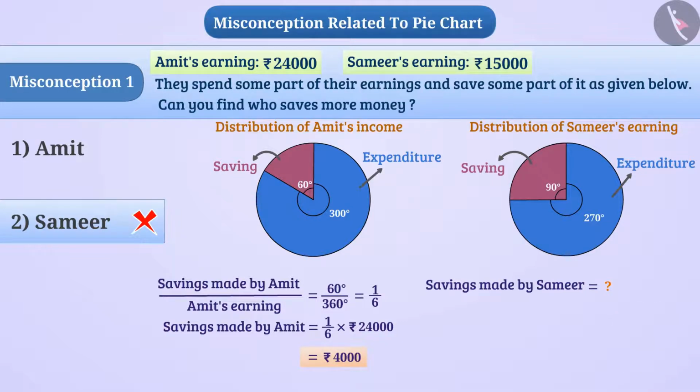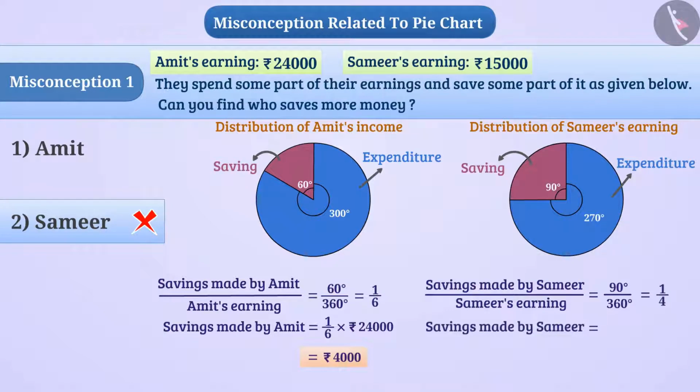Let me tell you, savings made by Sameer divided by Sameer's earning is equal to 90 degree divided by 360 degree, which is equal to 1 by 4. In this way, the savings made by Sameer is 1 by 4 multiplied by 15,000 rupees, which is equal to 3,750 rupees. So, who saves more money? Absolutely right. Amit saves more money. Hence, option 1 is the correct answer.